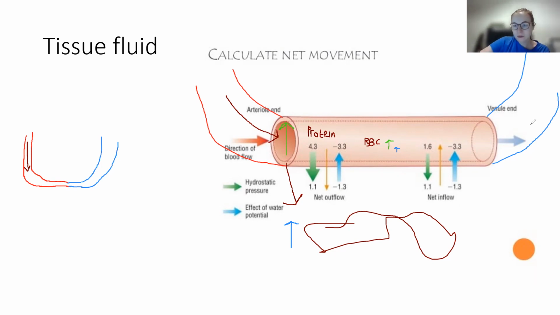So what happens is we've got quite low water potential, remember, here within our capillary, and we've got quite high water potential within our tissue fluid. So water moves back into our blood at this end, the venule end. It moves via osmosis from high water potential to low water potential.